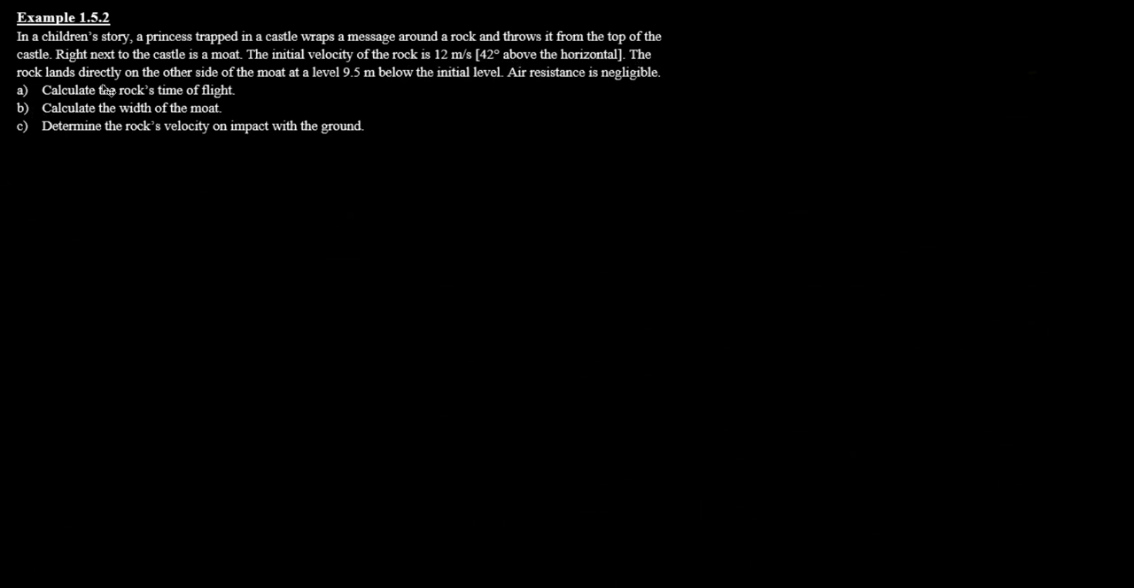The rock lands directly on the other side of the moat at a level of 9.5 meters below the initial level. Air resistance is negligible. So a lot like the last problem, they want us to calculate the rock's time of flight, calculate the width of the moat, and we are going to make a little assumption for that one, and then determine the rock's velocity on impact with the ground. Okay, so I am going to start by drawing out this situation here.